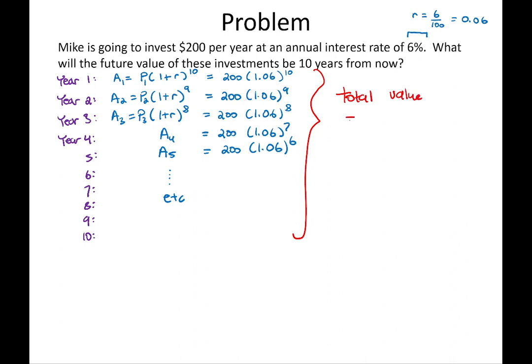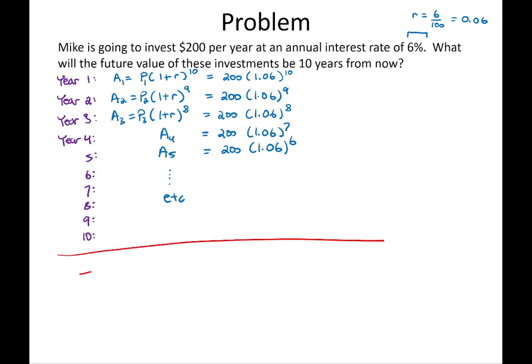And then the total value is going to be, I'll do it down here. Total is going to be A1 plus A2 plus A3 plus ... all the way up to A10. That would be how much money the total investment is worth in 10 years.